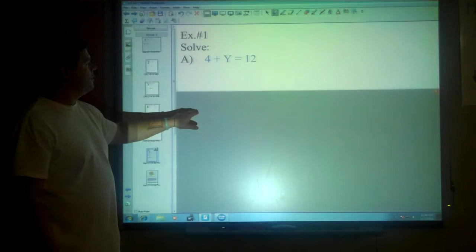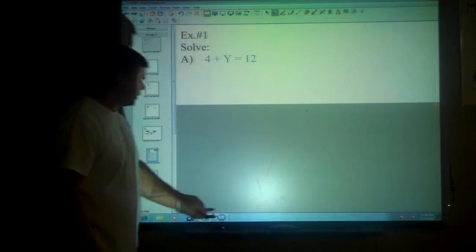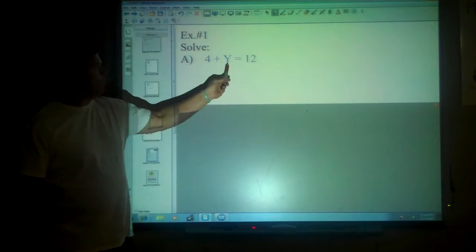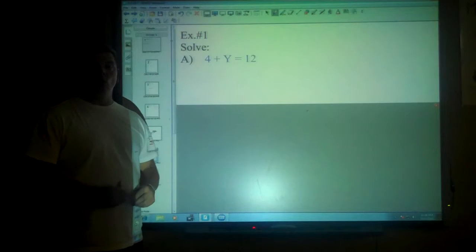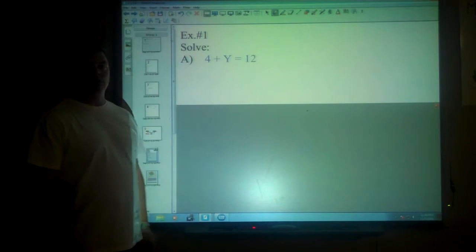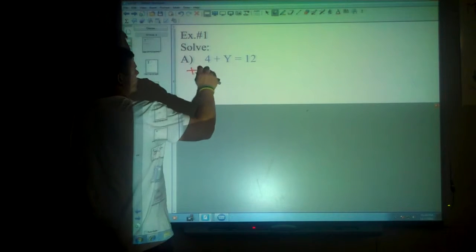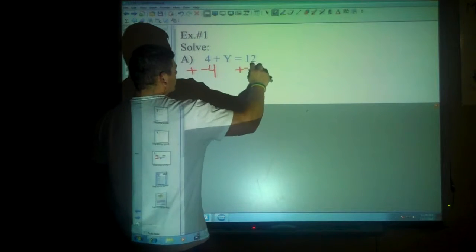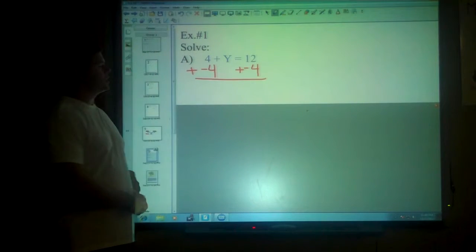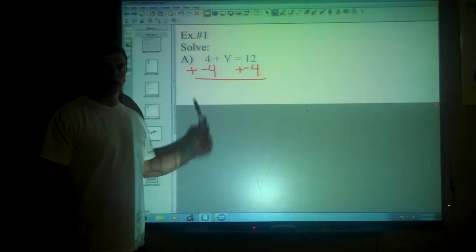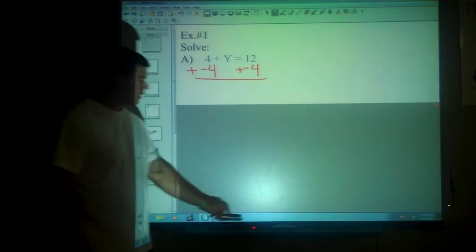Example number 1. 4 plus y is equal to 12. Now, we want to get y alone, which means we've got to get rid of the 4. So the opposite of a positive 4 is a negative 4. So we will add negative 4 to both sides. Now, I know some of you are saying, yeah, but can I just subtract 4? Absolutely. It's the same as adding negative 4.